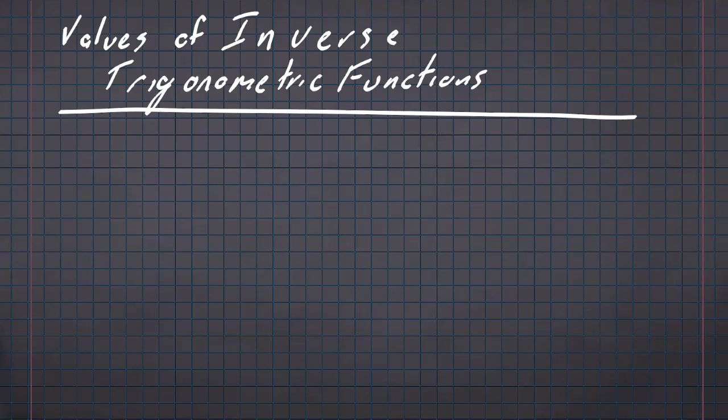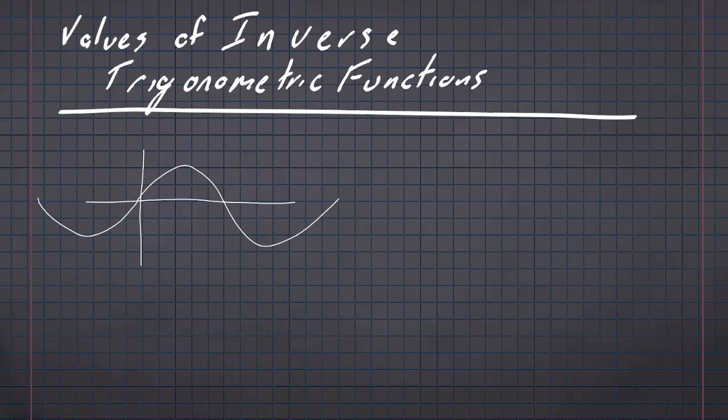For example, if I want to look at the function f of x is sine x, I get this curve that continues in this up and down pattern over and over again. So because of that, there is no inverse defined for the sine function. In order to get around that, we restrict the domain of sine.